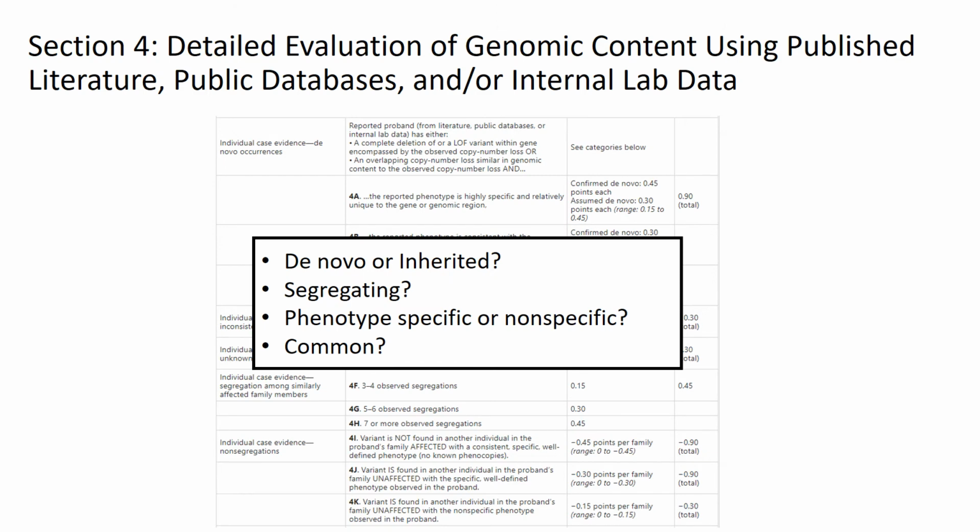Next, in Section 4, we will need to do a detailed evaluation of this deletion using published literature, databases, and internal data, looking for information including whether the deletion is de novo or inherited in the literature, whether it's segregating if inherited with clinical phenotypes, if associated clinical phenotypes are specific or nonspecific, and also whether deletions of this region are common in the general population or commonly inherited from relatives who are unaffected.